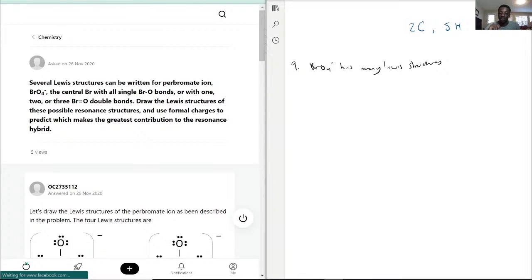Draw Lewis structures of these possible resonance structures and use formal charges to predict which makes the greatest contribution to the resonance hybrid. Okay. So with that being said, I'm just going to say draw Lewis structures and then use formal charges to see which makes the greatest contribution, to see which is most stable.